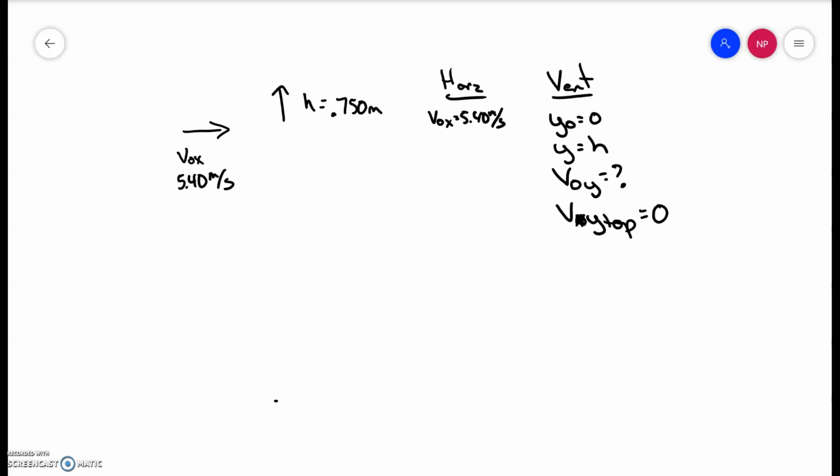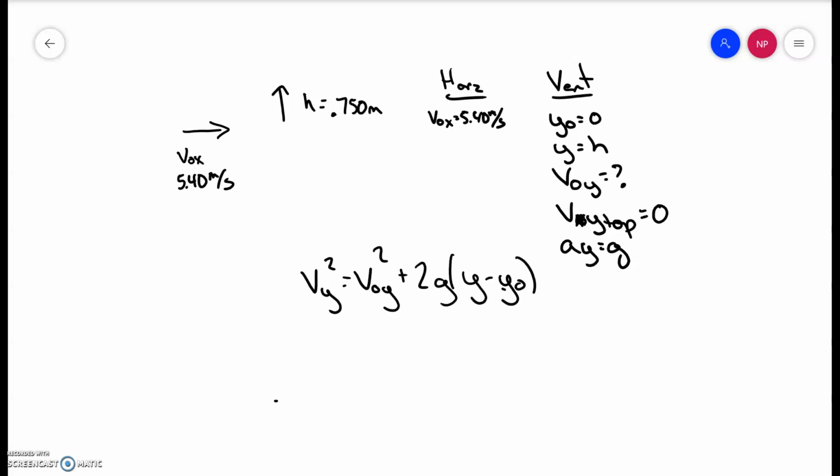So we can do a couple of different things. I would probably use that second equation since we know that displacement. Oh, and we forgot our acceleration there in the y direction. It's going to be gravity. So I'm going to use the third equation. So we're going to use vy squared is equal to v naught y squared plus 2g times (y minus y naught). And so as I've defined it, this becomes 0, so does my top y velocity right here. So I'm trying to find this.